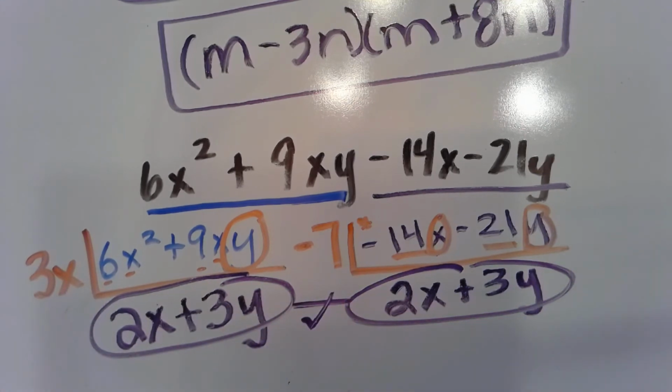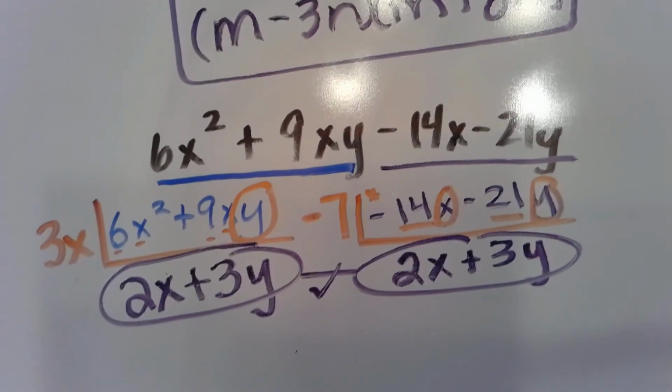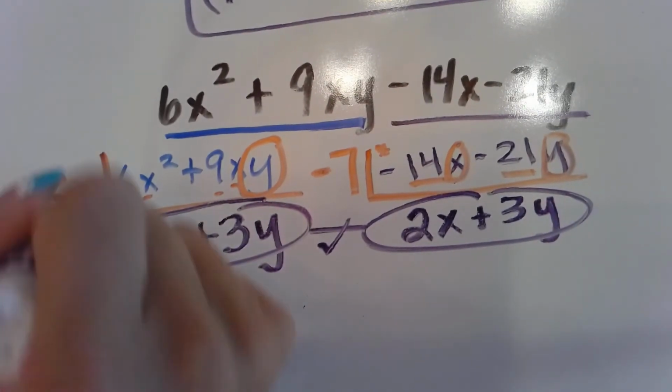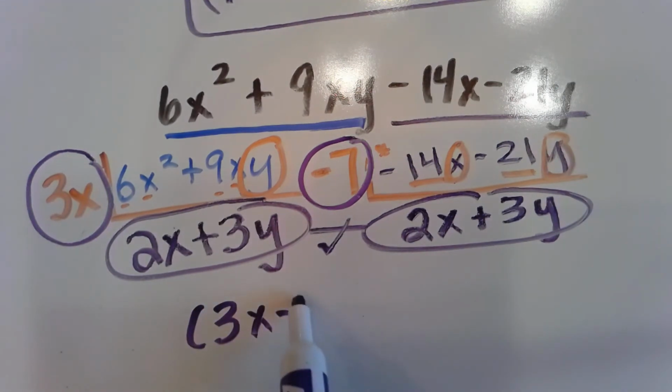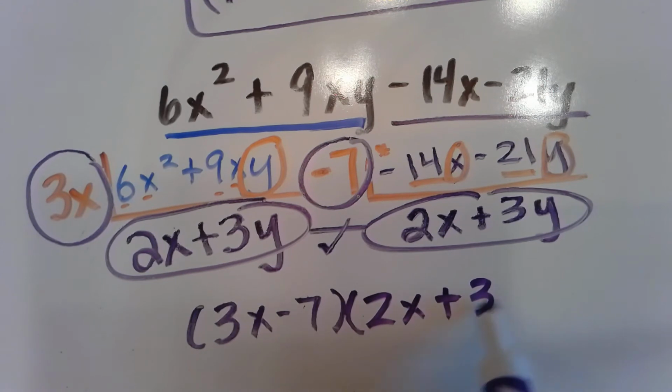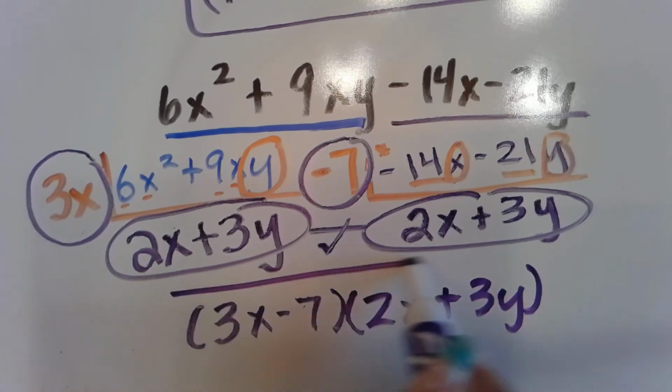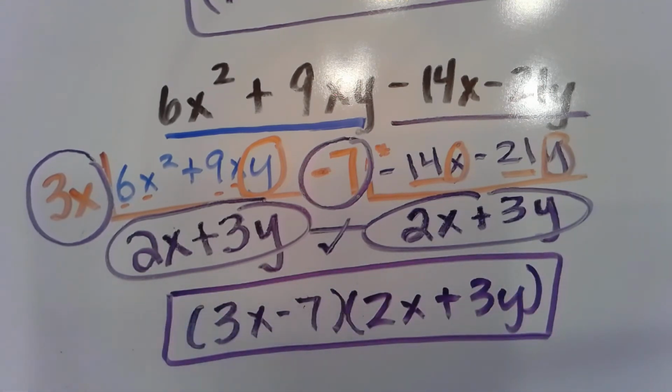So now let's go ahead and write our final answer, okay? So we have 3x minus 7. So we're going to say 3x minus 7. And then we're going to write this once because they match, so we need to only write it once. 2x plus 3y. And that is the answer.